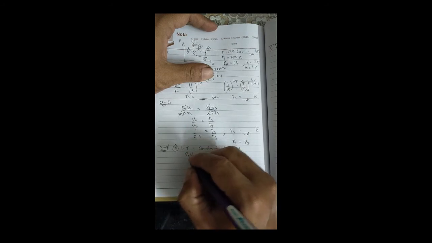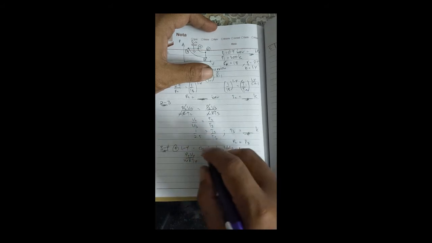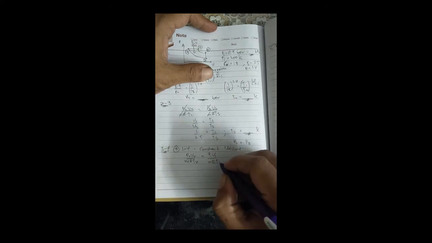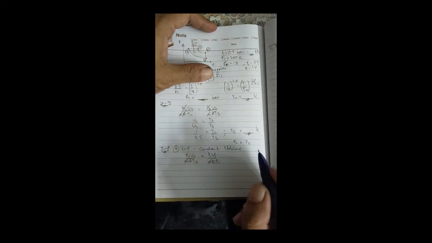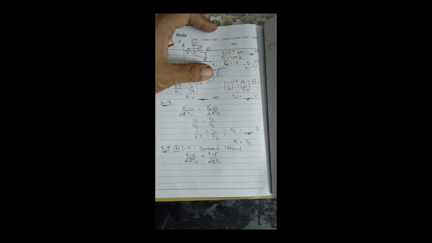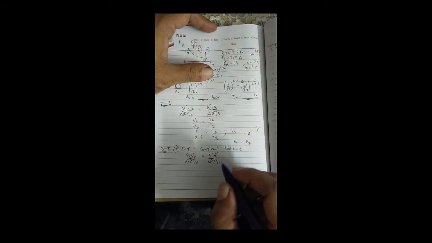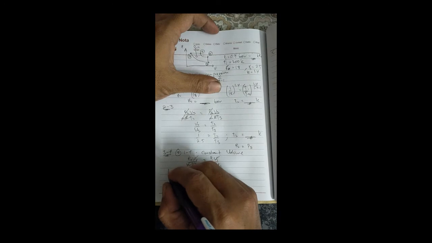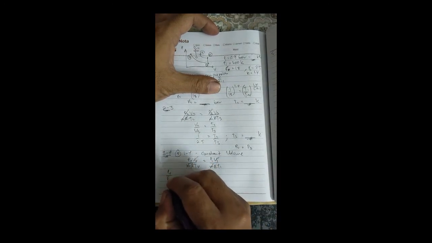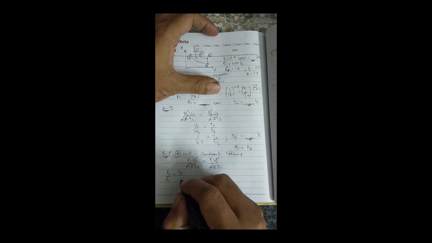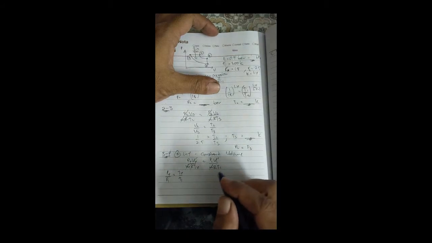By using this constant volume, P4 V4 = m R T4 is equal to P1 V1 = m R T1. The m, R, and volume cancel, so we got P4 over P1 is equal to T4 over T1.